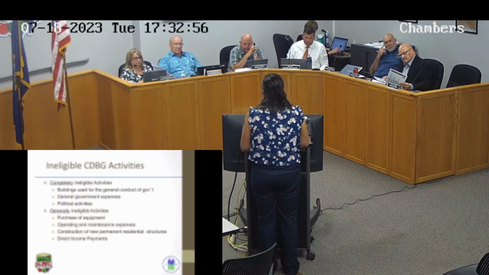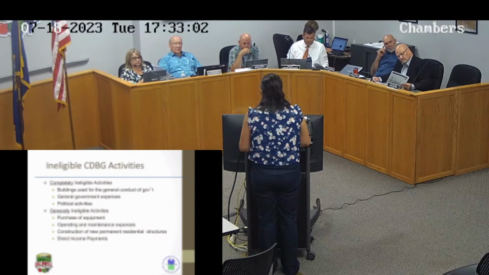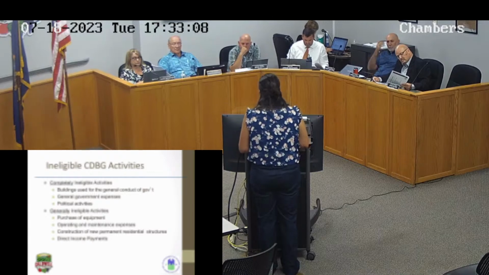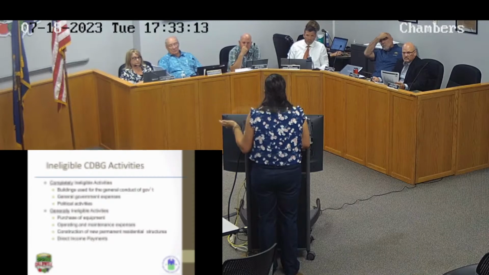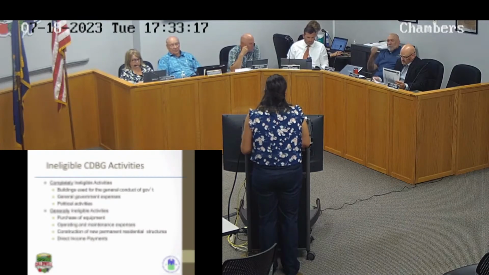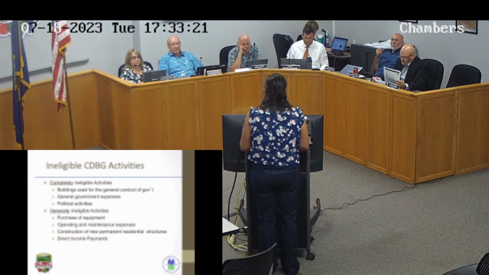Next slide, ineligible CDBG activities. Completely ineligible activities are listed as buildings used for the general conduct of government, general government expenses, political activities, and generally ineligible activities, purchasing of equipment. Example would be buying a van for the senior citizens or maintaining property. We also cannot do direct income payments.